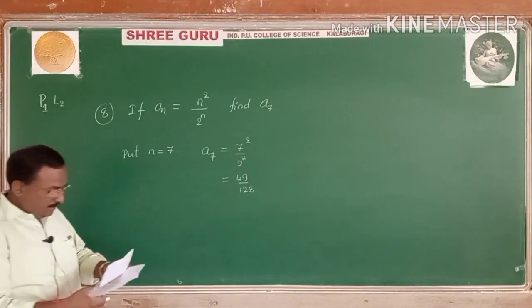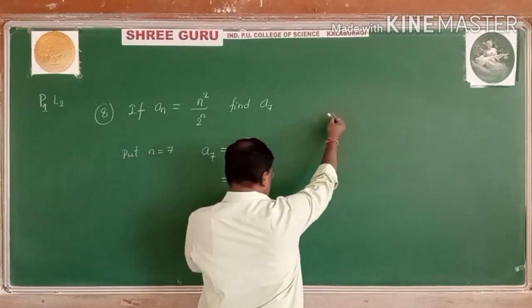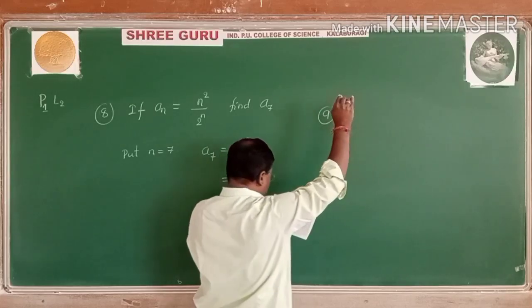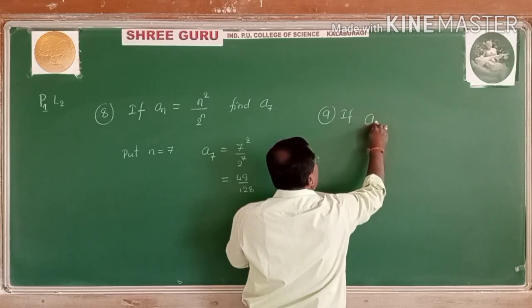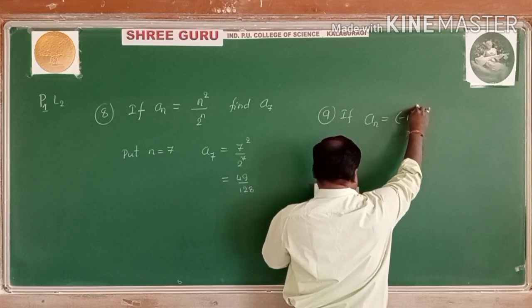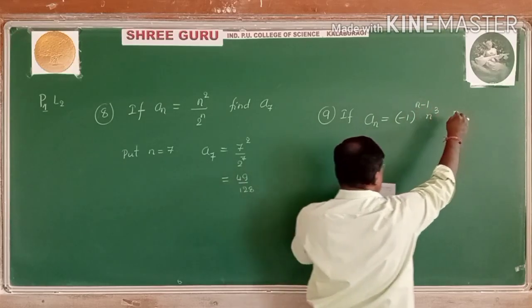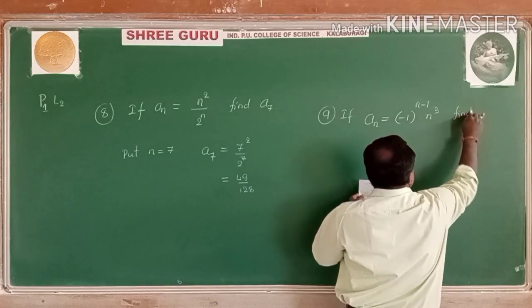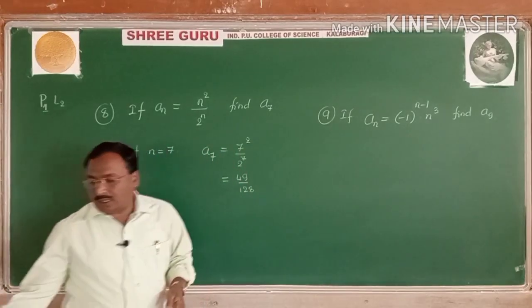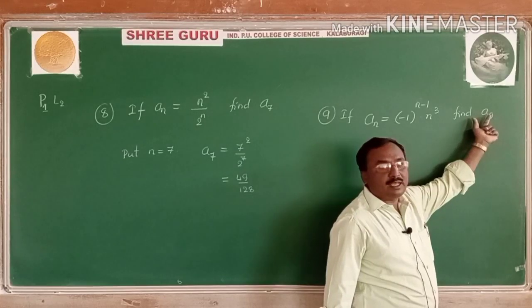Next, example number 9. If an is equal to minus 1 to the power n minus 1 into n cube, then find the ninth term, A9.